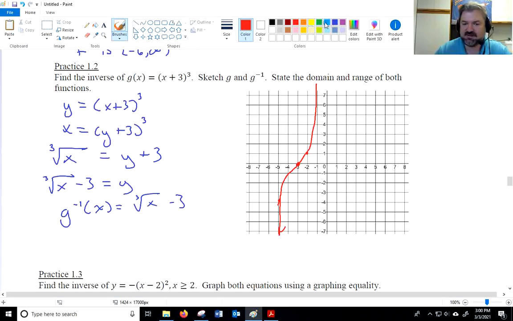Now, when I graph the inverse of it, negative 3, 0 becomes 0, negative 3. Negative 2, 1 becomes 1, negative 2. And so we're going to have a graph go like that. And this point here, negative 4, negative 1, is now negative 1, negative 4, and the graph goes like this.